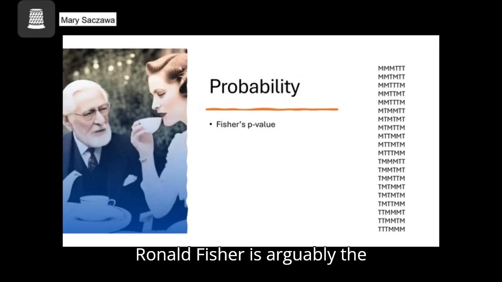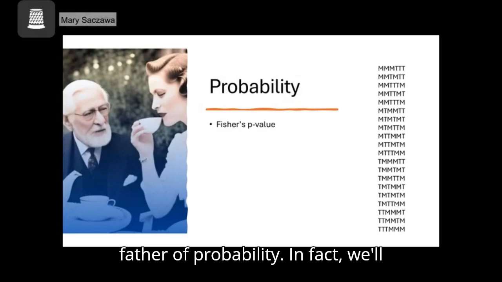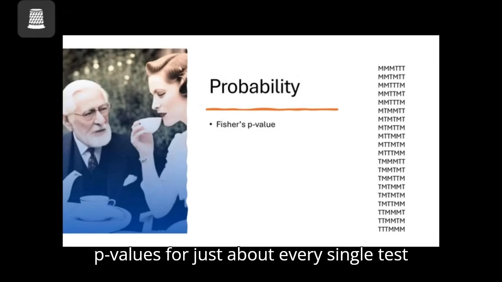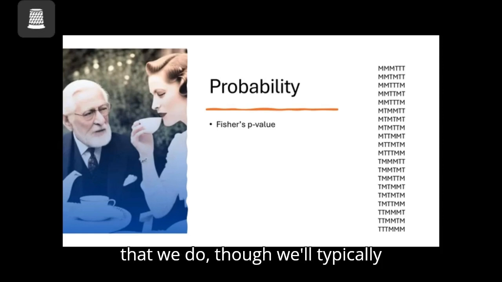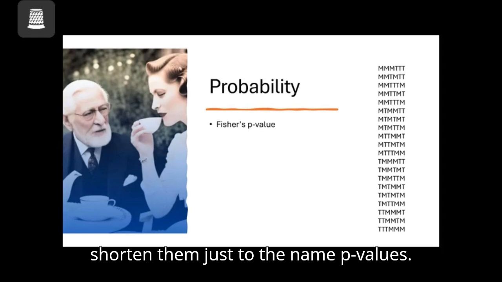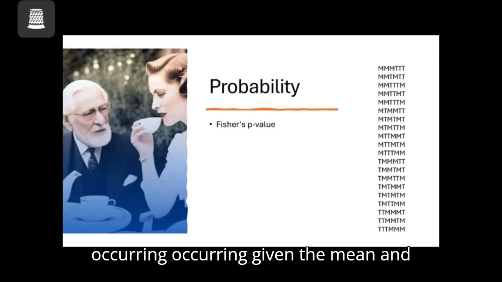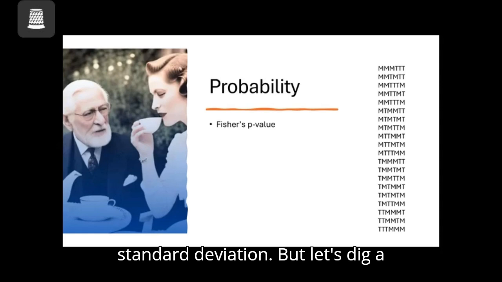Now, Ronald Fisher is arguably the father of probability. In fact, we'll soon start talking about Fisher's p-values for just about every single test that we do, though we'll typically shorten them just to the name of p-values. You've already done some stuff on probability, including estimating the probability of a particular score occurring given the mean and standard deviation. But let's dig a little bit more into the logic of probability.